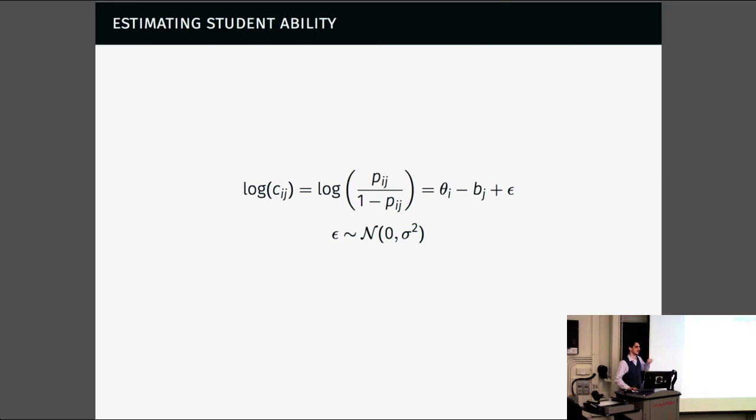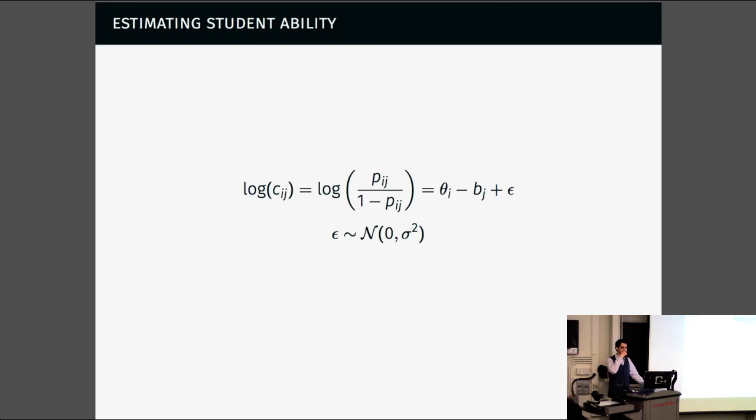Okay, so how might we now estimate the student's ability from this? We know what C_ij is, because we elicited that from the student, so we can measure the log of it. Now let's say we've done this with many students on many items, so we have a matrix of students and items. How might we estimate the parameters for this model?